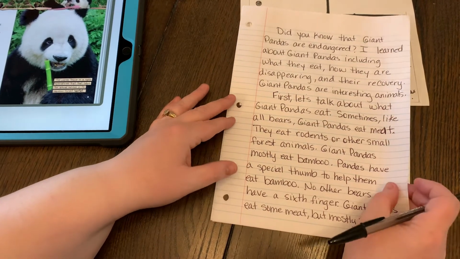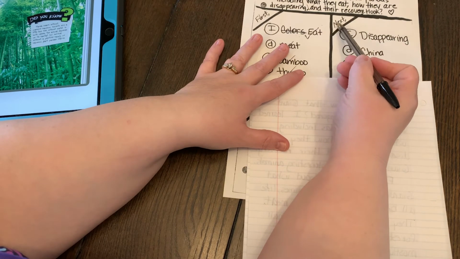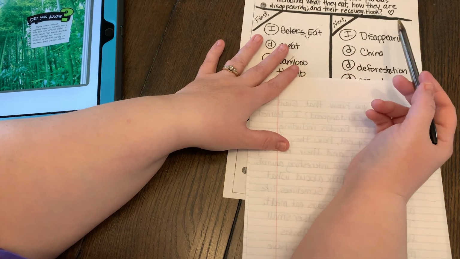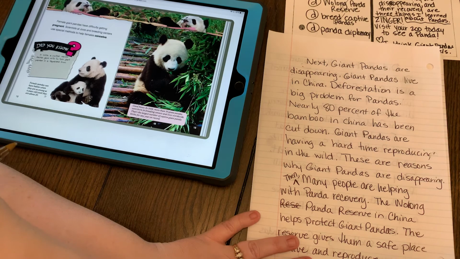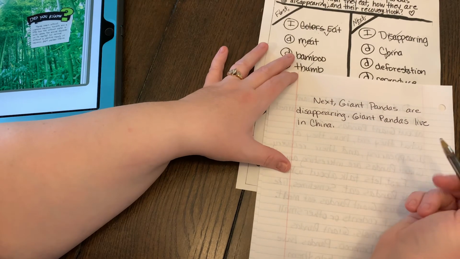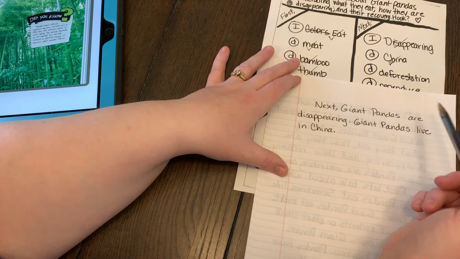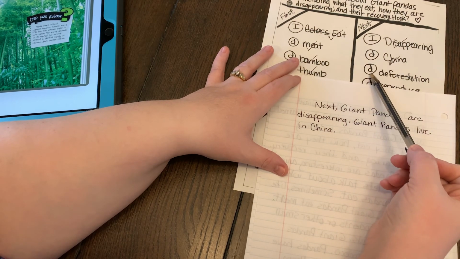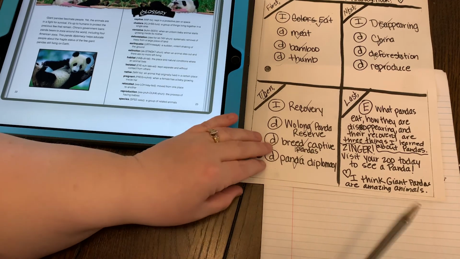That's my favorite. I'm going to write my transition word first, and it's actually not the word first. So let's see what it says. Then deforestation. Remember we talked about... Okay. So you're good to go.